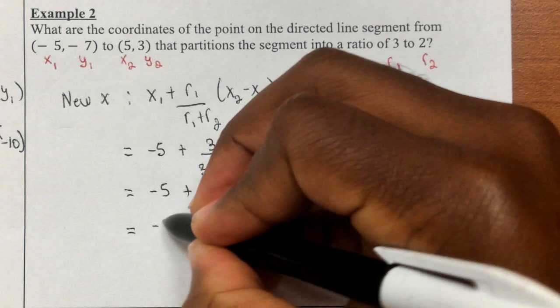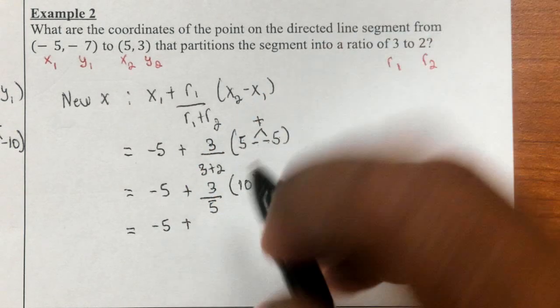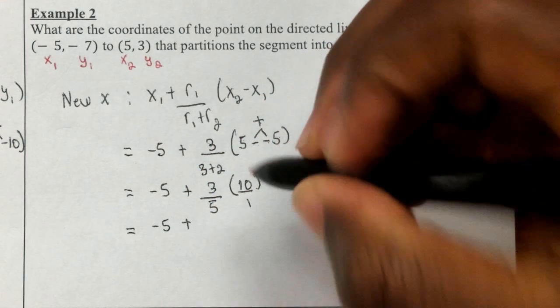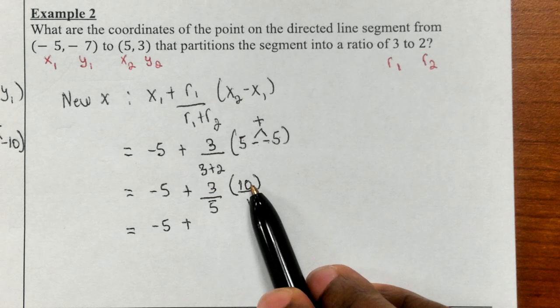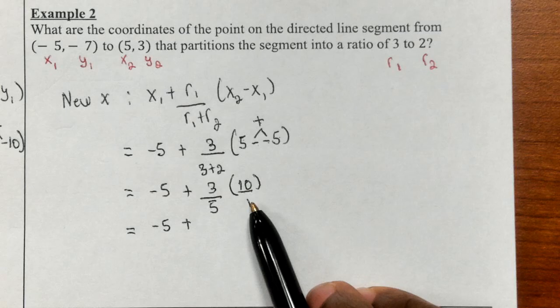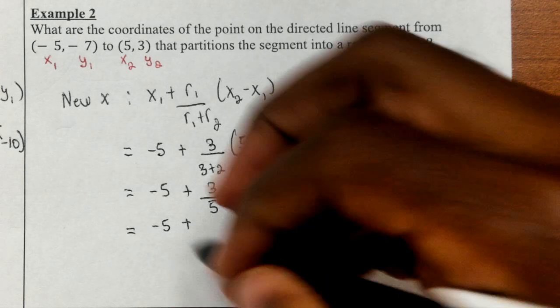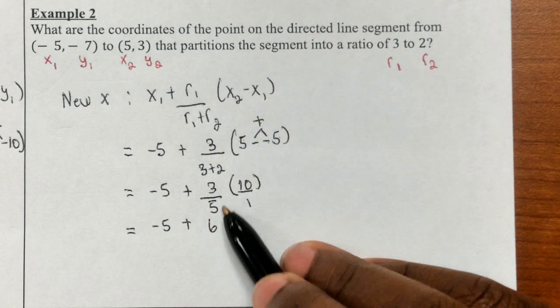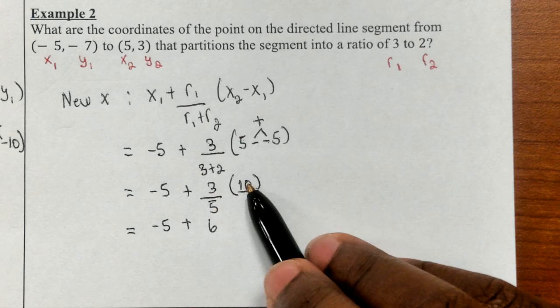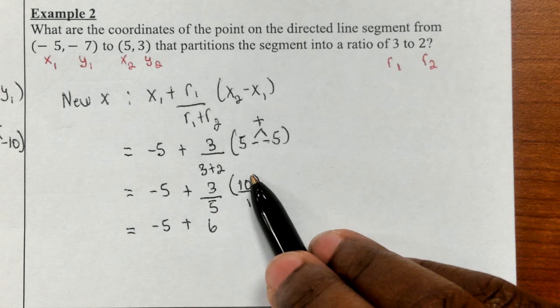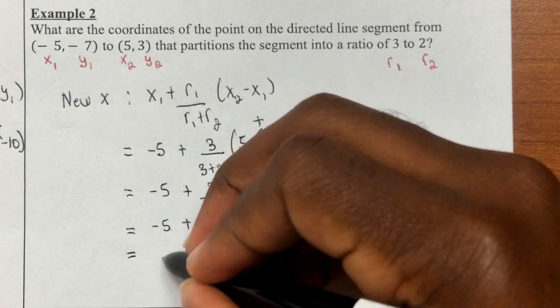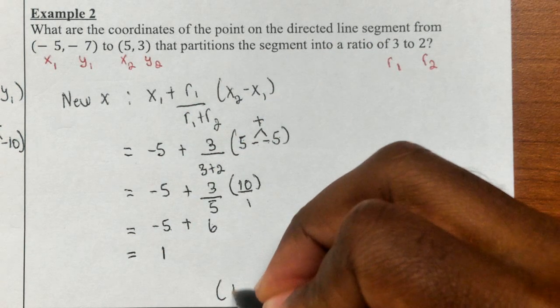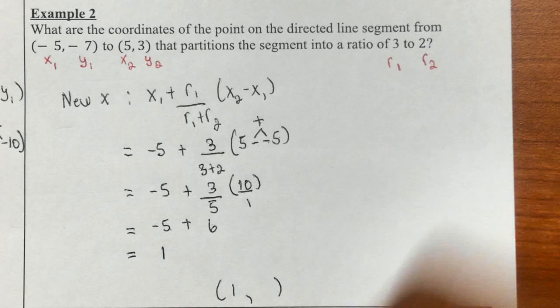Then I will go ahead and calculate. So I have -5 plus, this 10 is the same as 10 over 1. So you could calculate 3 times 10 is 30, 5 times 1 is 5, 30 divided by 5 is 6. Or you could cross simplify and realize that 10 is divisible by 5 twice, and 2 times 3 is 6. Then I calculate -5 plus 6 is +1. So the x value for my new coordinate would be +1.